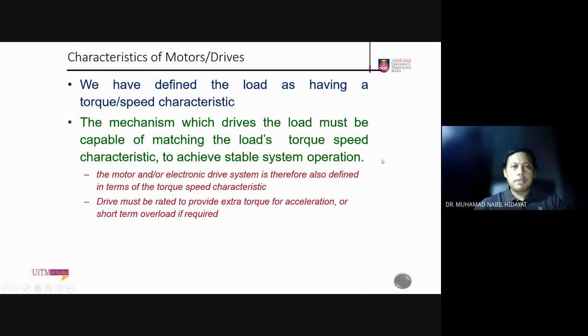So we have defined the load as having a torque speed characteristic, and the mechanism which drives the load must be capable of matching the load's torque speed characteristic to achieve stable system operation. Therefore, the motor and the electronic drive system are also defined in terms of torque speed characteristic. So the drive must be rated to provide extra torque for acceleration or short-term overload if required.